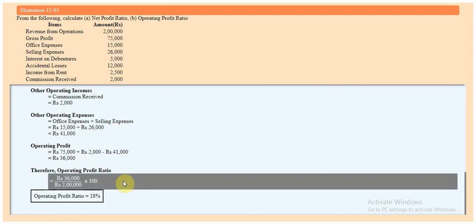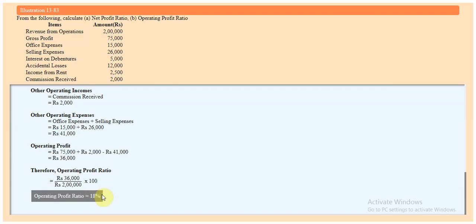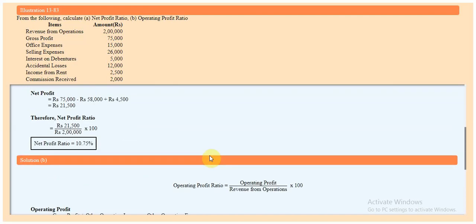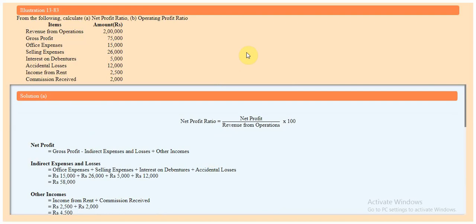From this we can find out the operating profit ratio. So operating profit divided by revenue from operations into 100. If we substitute, we get 18% as the operating profit ratio. So friends, with this, net profit ratio as well as operating profit ratio is over. In the next video, we will see the next 3 ratios of profitability ratios.